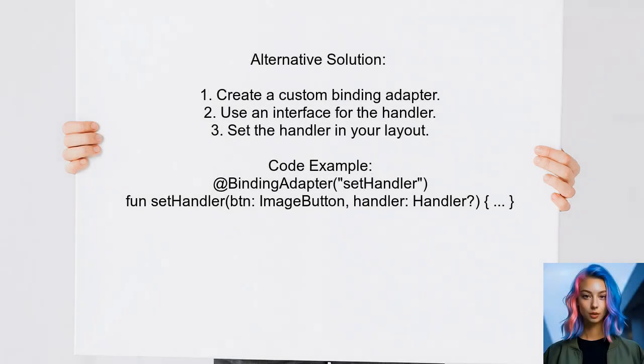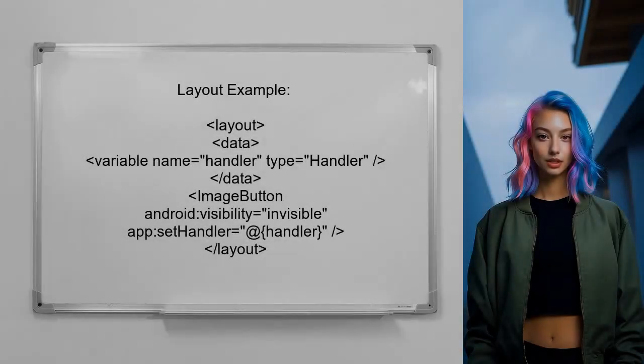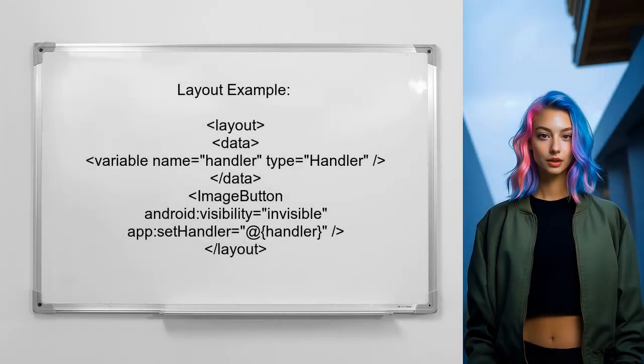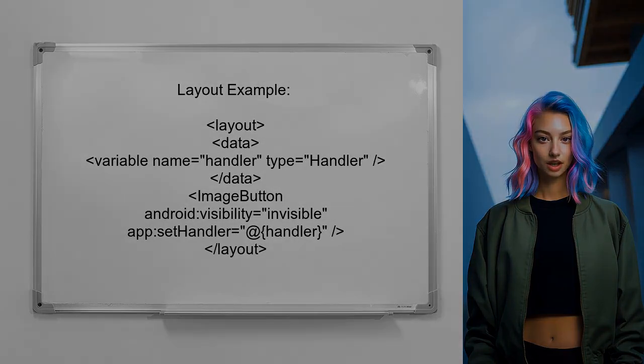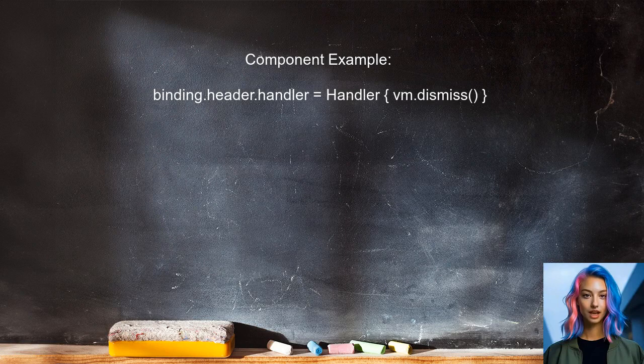An alternative approach involves creating a custom binding adapter. This allows you to handle actions like clicks on an image view and control its visibility based on whether a handler is bound. In your layout, define a variable for the handler and set the image button's visibility to invisible by default. When the handler is set, the button becomes visible. Finally, in your component, you can assign the handler to execute specific actions, like dismissing a view model.